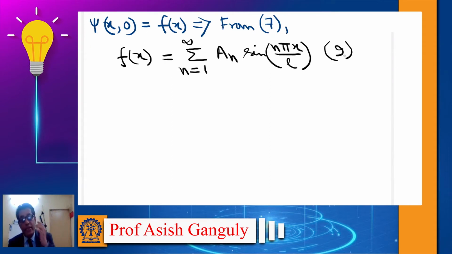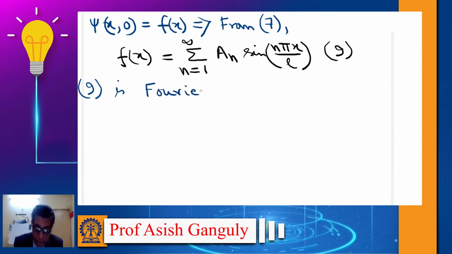Now in the previous class I introduced and discussed the results of Fourier series. So you must recognize here that 9 is a Fourier sine series, right?